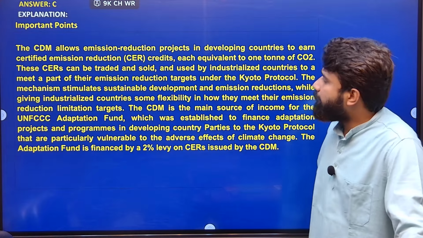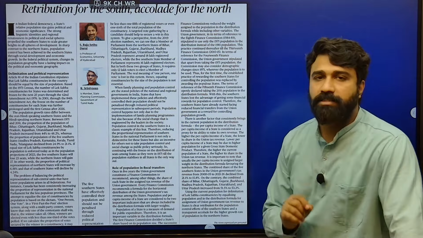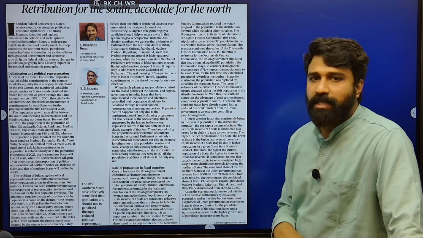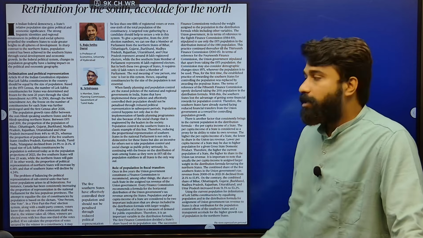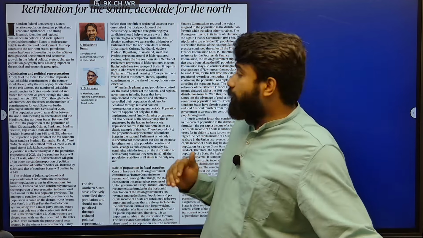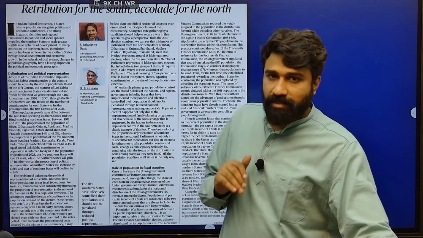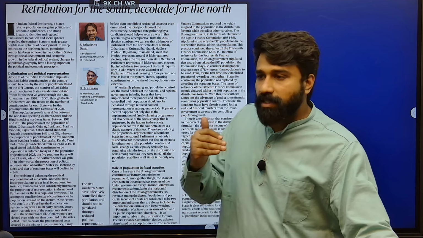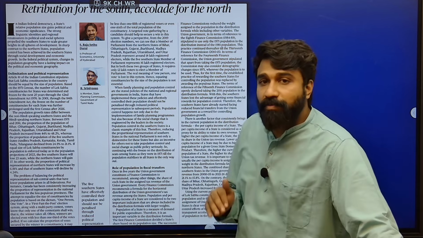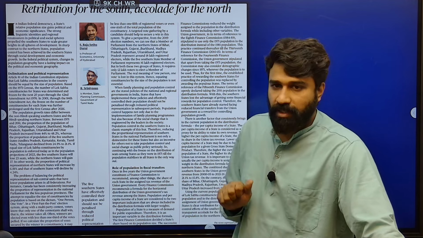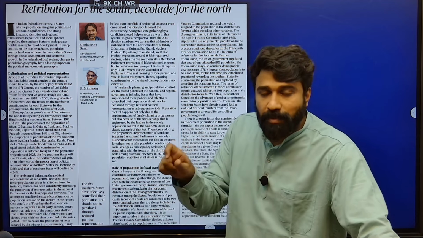And the next article is about retribution for the south, accolade for the north. Actually, the southern states are penalized due to recent changes that are going to be witnessed related to delimitation. The delimitation commission, which came into picture in 2001, after 2001 has only addressed the demarcation of constituencies. In the meantime, the southern states have witnessed better performance in controlling population. So, when they are performing better in addressing the population explosion, they are penalized by getting less representation in Parliament, especially in Lok Sabha seats.